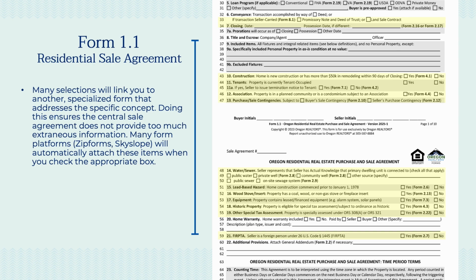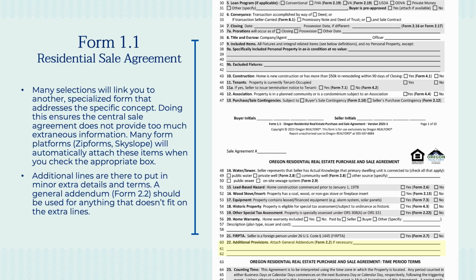There's also an area for extra information, additional provisions as needed. You can put in extra minor details as needed, or you can use this section to say, see general addendum form 2.2. You can specify out to another addendum that allows you to then incorporate more language that wouldn't otherwise fit in those lines. If you have a contract that has some very specific and very complex thing that's going on with it, you might want to put that in a general addendum.